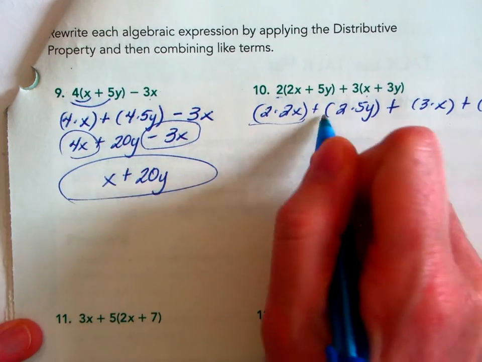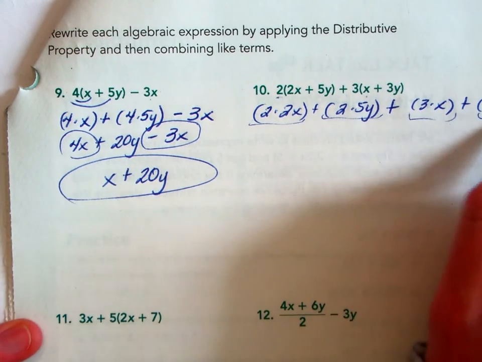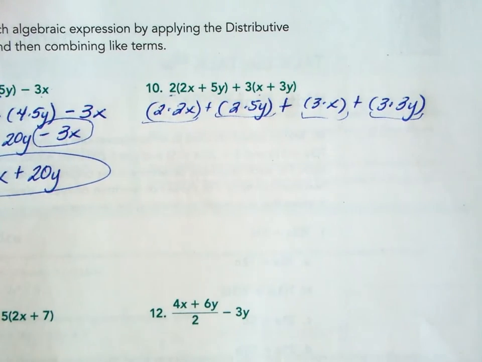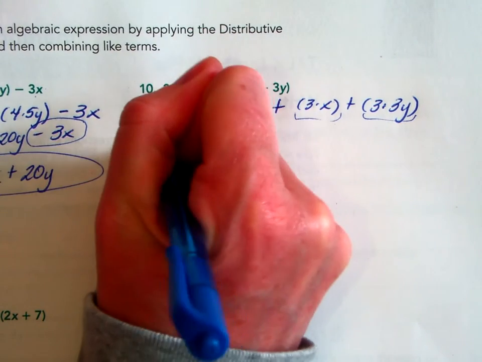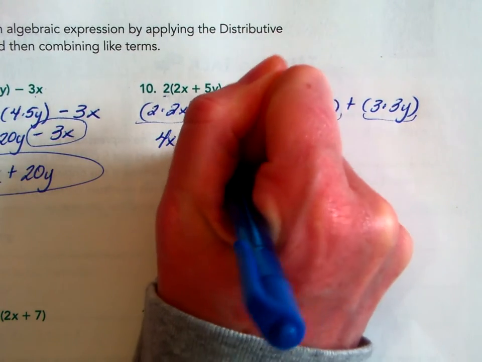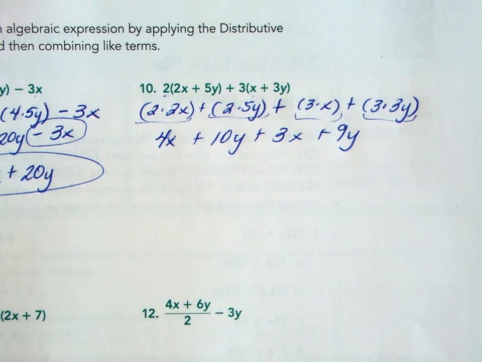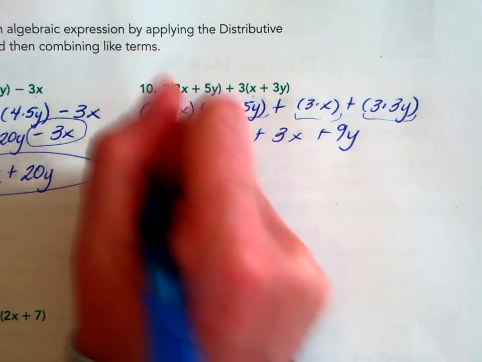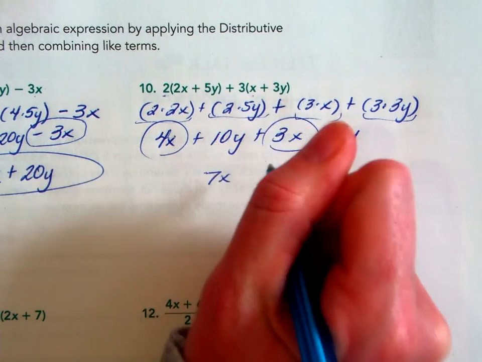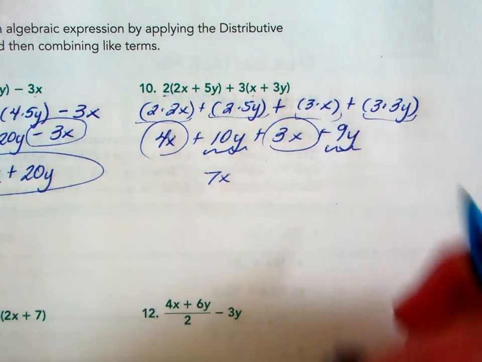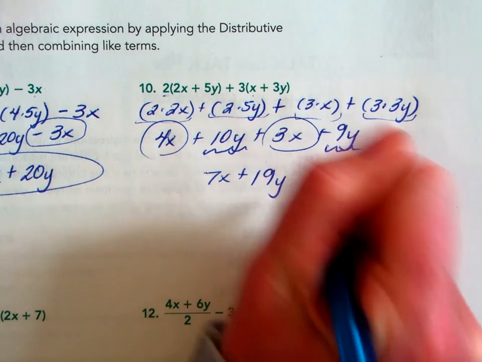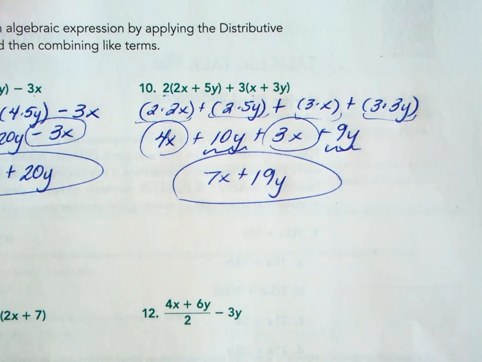Now, with order of operations, I want to take care of all these parentheses. I'm going to take care of them all at once. 4x plus 10y plus 3x plus 9y. Okay, now we want to combine like terms. Our x's can go together, 7x. Our y's can go together, plus 19y. 7x plus 19y. Hopefully you got that solution.